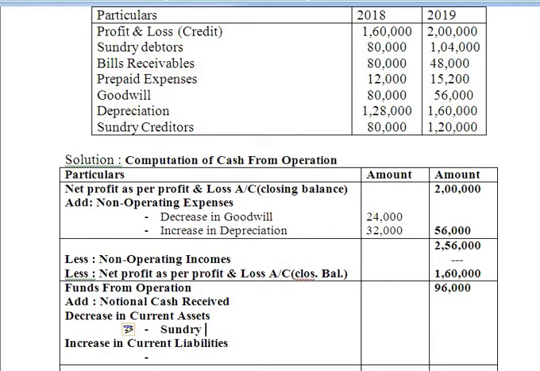When will the amount of debtors decrease? When the firm receives payment from its debtors. So write bills receivable. How much amount? The amount was 80,000. Not sundry debtors, it is bills receivable.